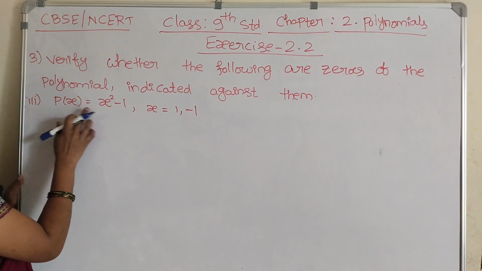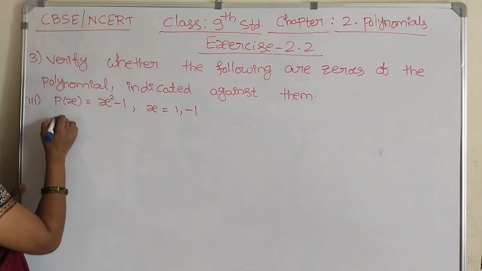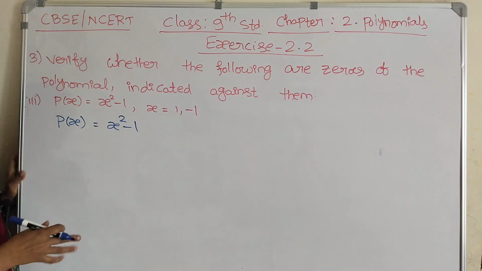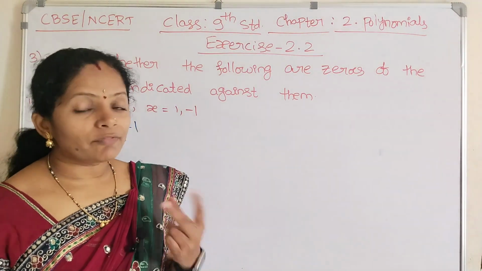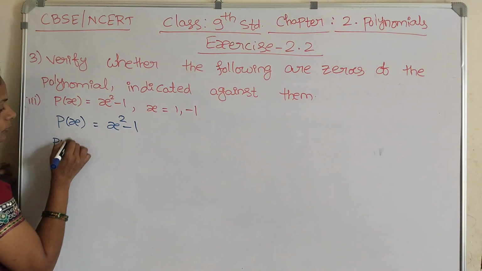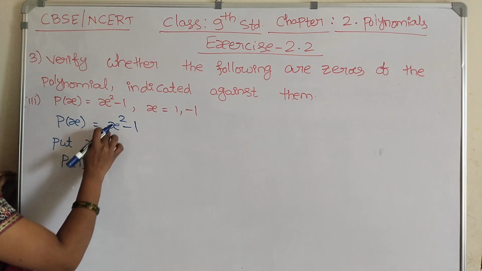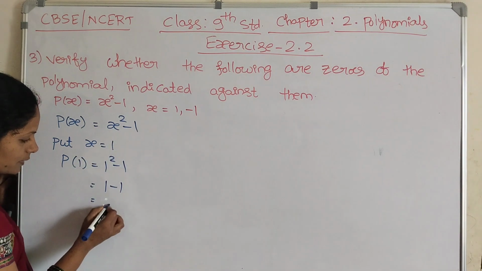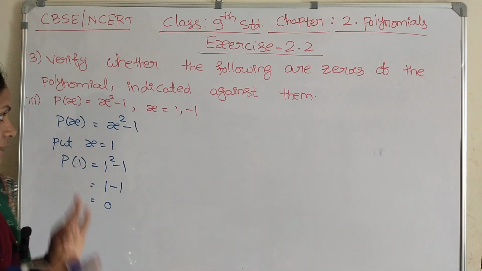Third one. P(x) = x² - 1, x = 1, -1. In the first case, we have to put x = 1, and in the second case, we have to put x = -1. We have to substitute both the values here, one after another. Put x = 1. P(1) = 1² - 1. 1 square is 1, minus 1. 1 - 1 is 0. Here we got 0 by substituting x = 1.